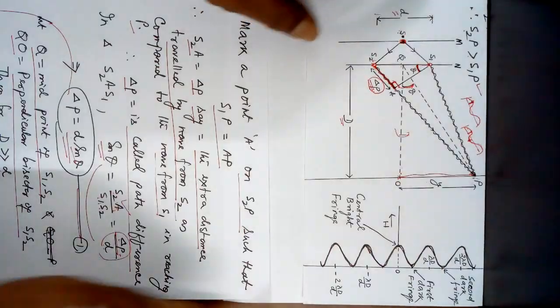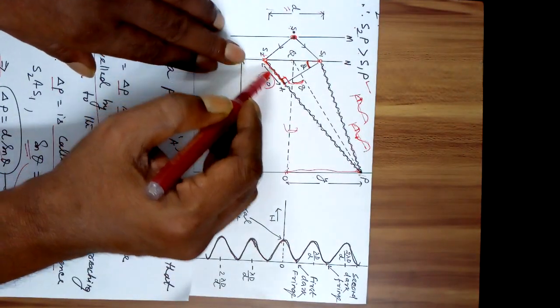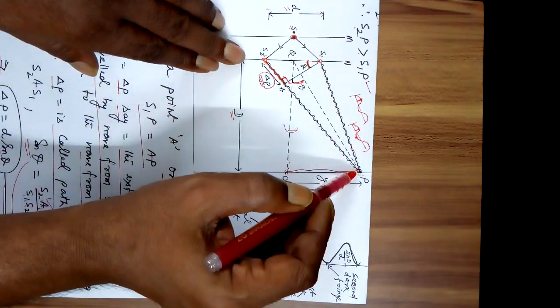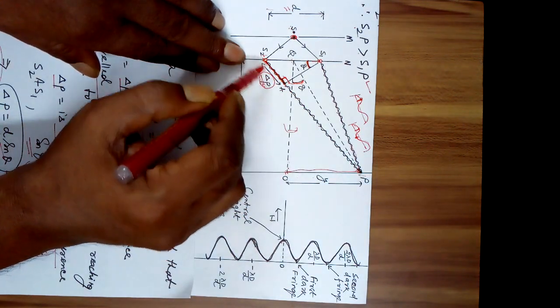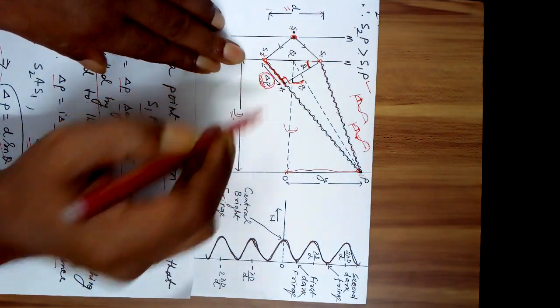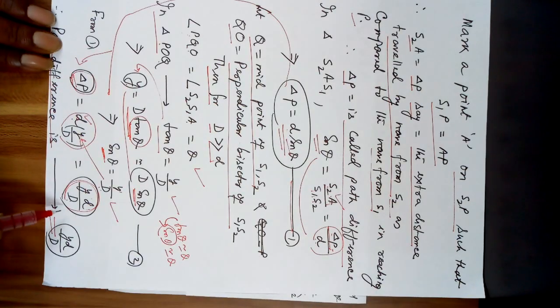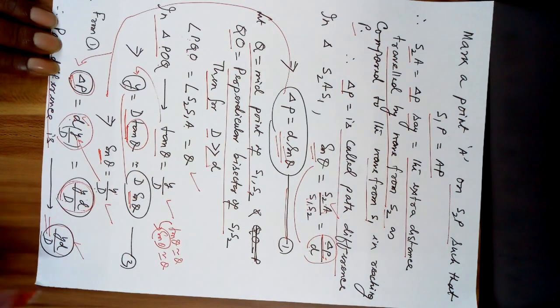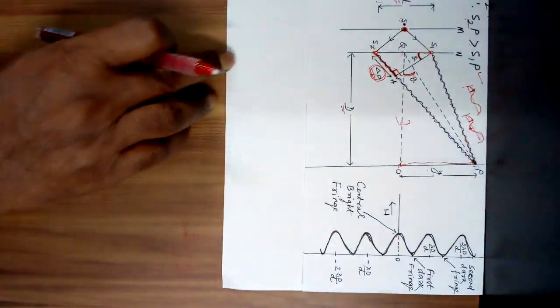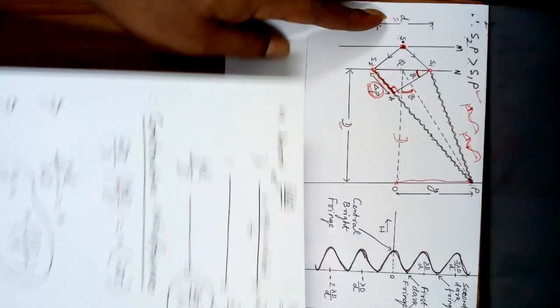This means the extra path this wave travels as compared to this wave, from here to here, which is delta P, is found out as y d over D, y small d over capital D.